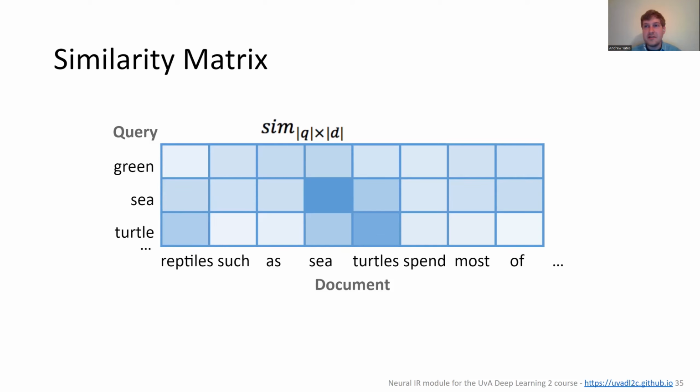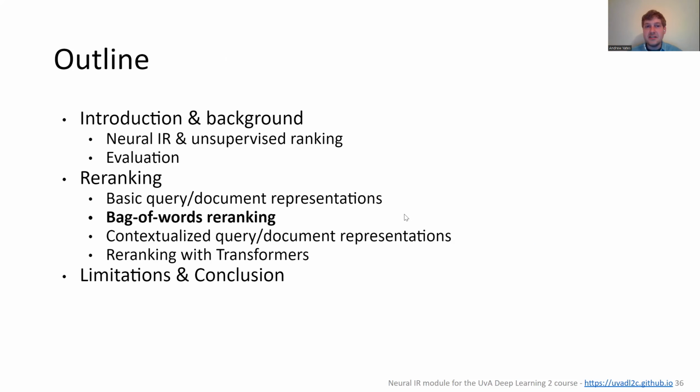Many neural retrieval methods have something like a similarity matrix inside, even if it's not called that. So this similarity matrix is essentially a basic type of representation for queries and documents. I say basic because terms are static, or you could also say bag of words. So this kind of raises the question of how we can use these matrices. So next we move to bag of words re-ranking.